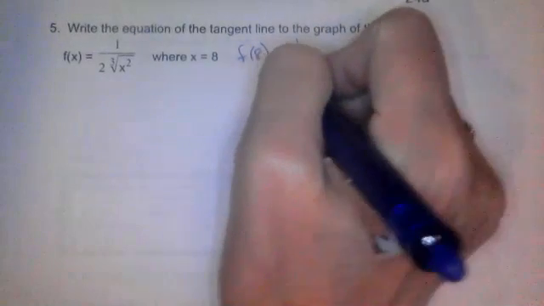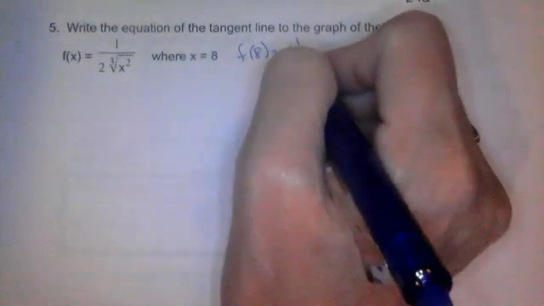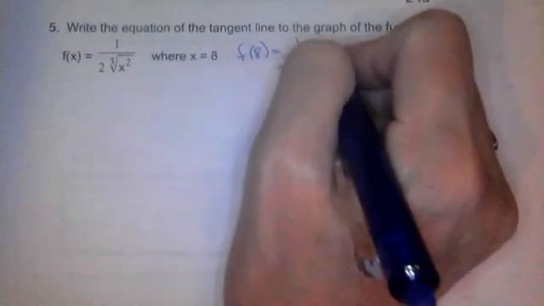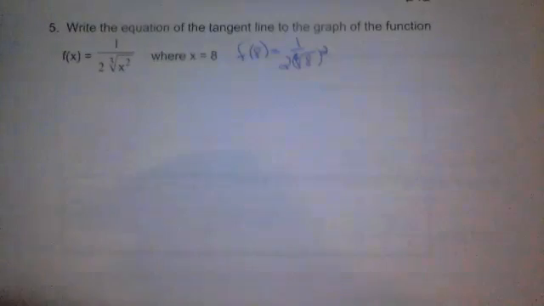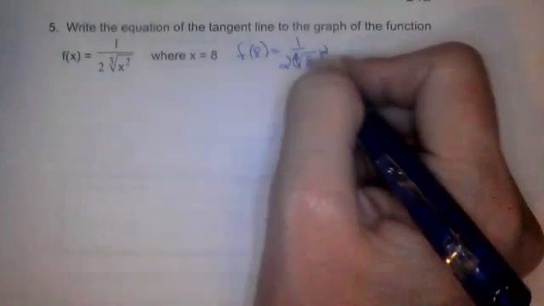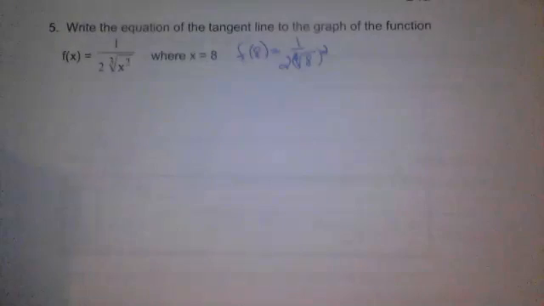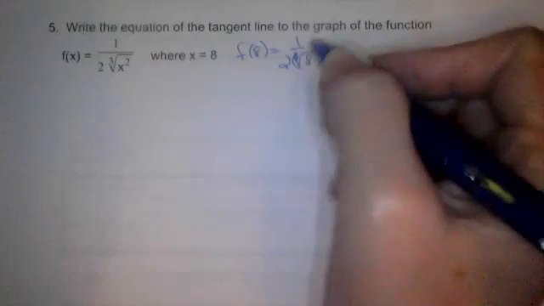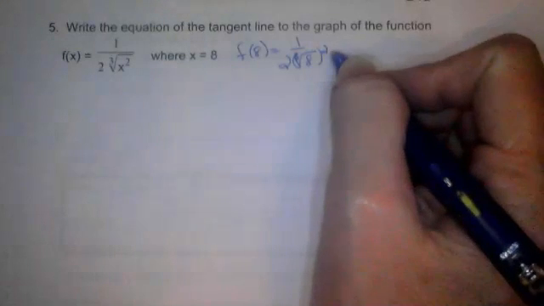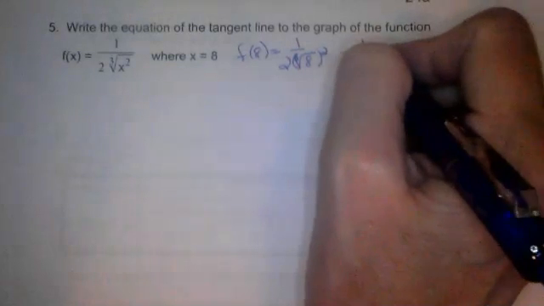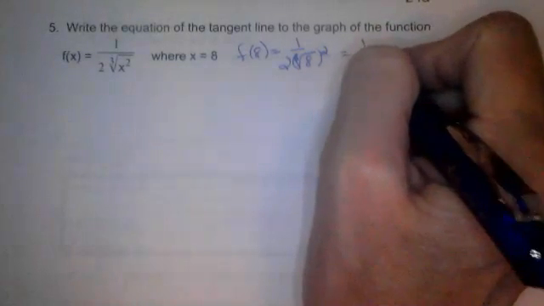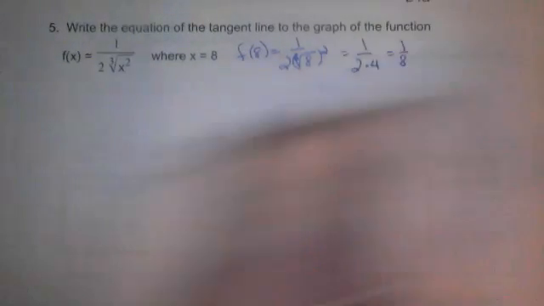So 1 over 2 times the cube root of 8 squared. Oh, sorry. That's the cube root. Oh, yeah, that'll work. The cube root of 8 squared. So the cube root of 8 would be 2. 2 squared would be 4. So I'll have 1 over 2 times 4, or 1/8.